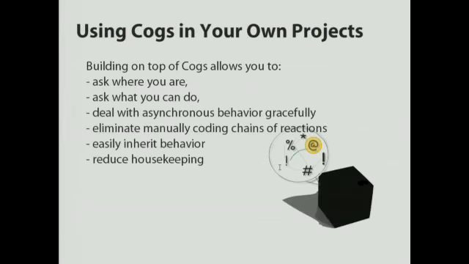When you're using Cogs in your own project, it allows you to do things like ask it where you are or what you can do. In particular, since every state deals with a period of time, you can deal with asynchronous behavior gracefully. You can eliminate manually coding chains of reaction if you specify it in the state machine. You can easily inherit behavior and reduce the housekeeping.